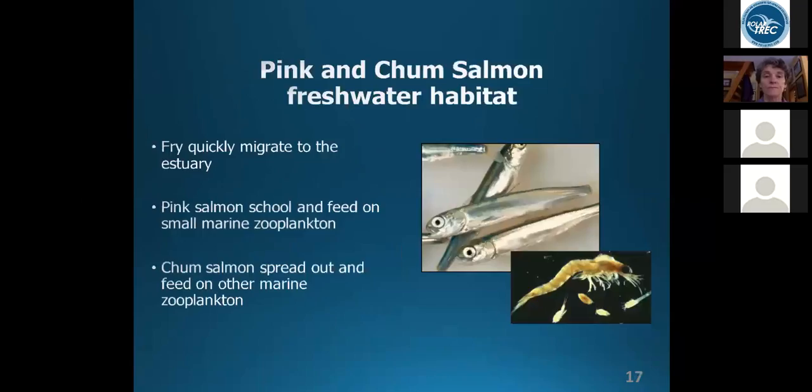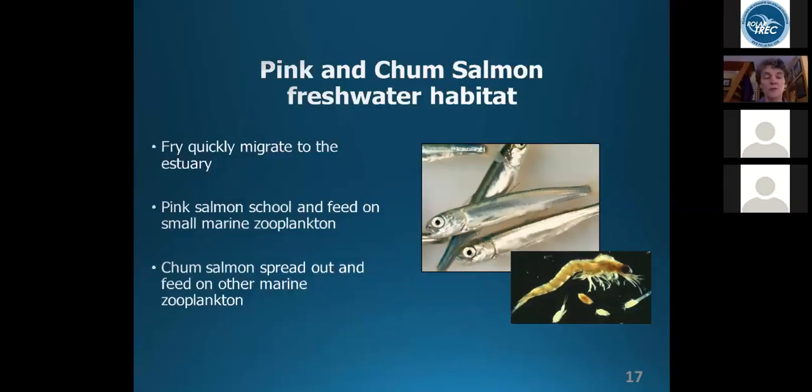So if you look at the freshwater habitat of pink and chum salmon, these guys, as soon as they hatch and as soon as that yolk sac is absorbed by the alevin, those fish head right to the ocean. So the fry in this picture is pretty close to the size of the fish when they head to the estuaries. They're about 2 inches long, just tiny, tiny fish.